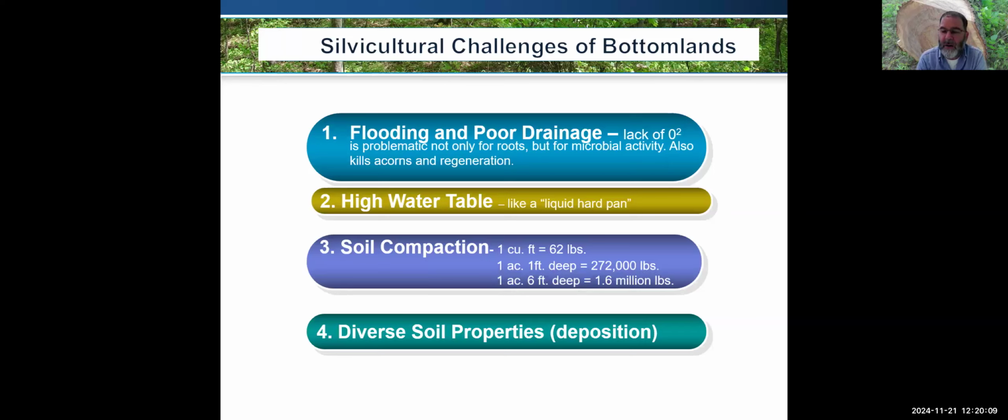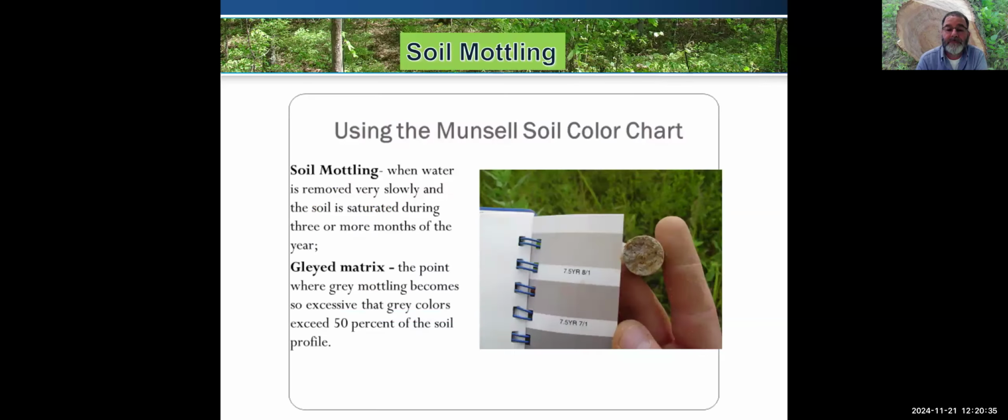And so you can see why the soil is heavily compacted, and it's difficult to plant, and it's difficult to get trees to survive oftentimes, and how the water just moves very slowly. And then finally, of course, there are diverse soil properties, sand, silt, and clay in different percentages, and slight changes in elevation. So these are some of the challenges that we might have on bottomland sites that silviculturists don't have on upland sites.